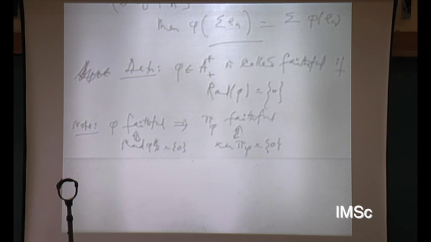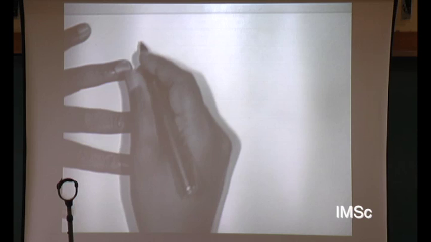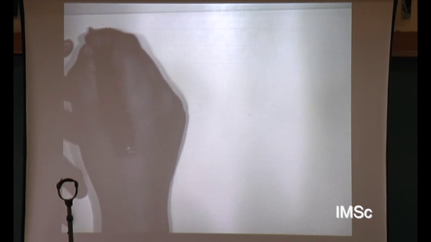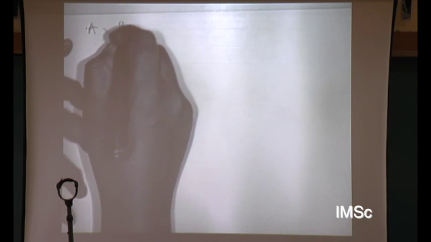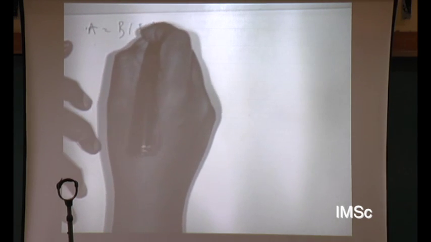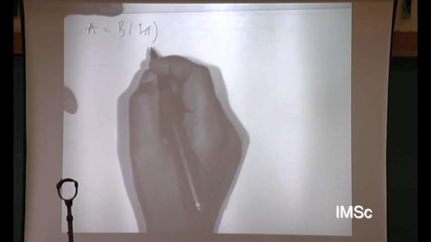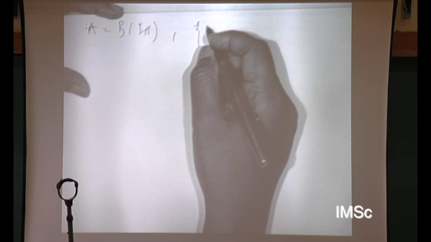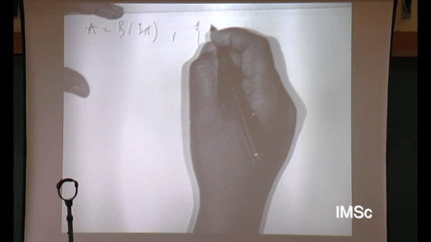But if you do the GNS for that, this is probably a digression worth going into. Look at A equal to B of H itself, and take psi to be any unit vector.